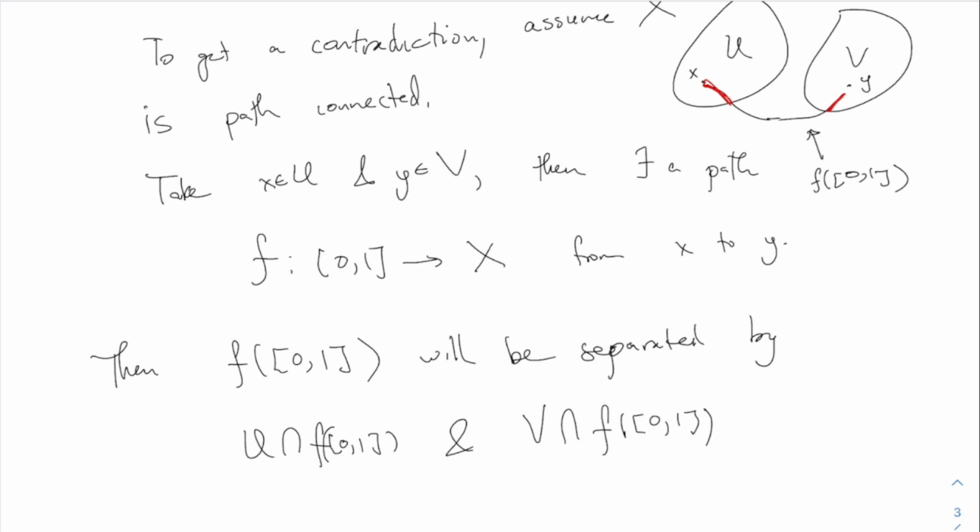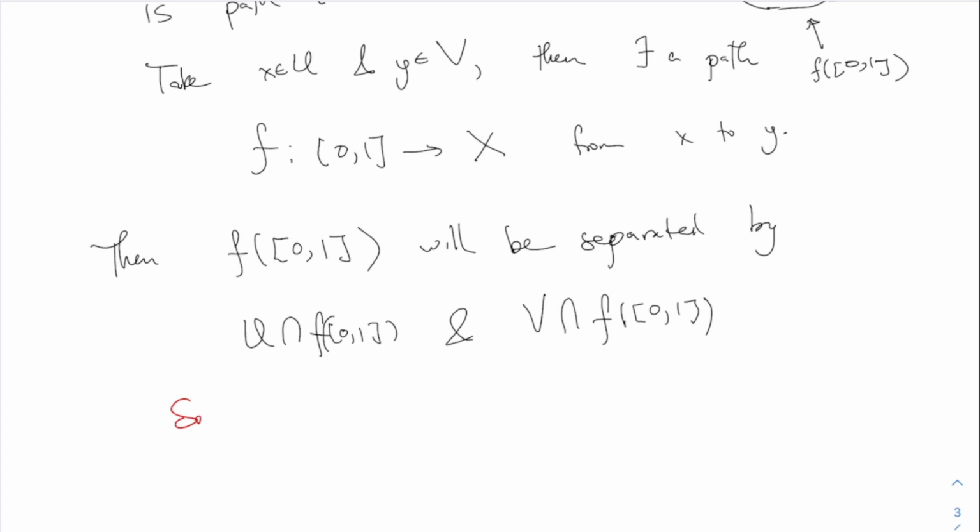And apparently, I drew it as if it was sort of going through here, but apparently there just isn't anything else going through here. That's because the entire space is already separated into U and V. So these points, they don't actually exist. All right. Then this will be separated by those, and that means f of the set [0,1] is disconnected.